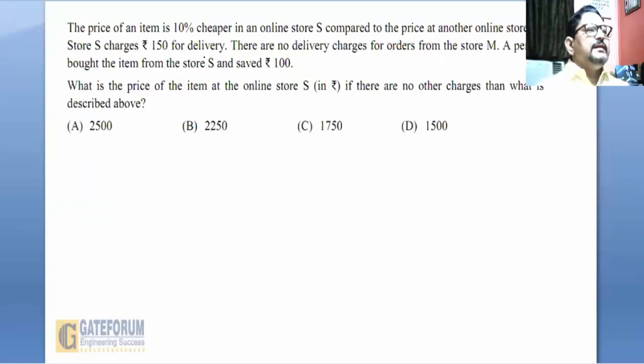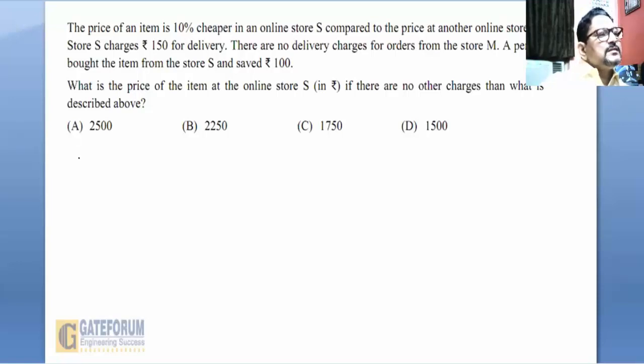The price of an item is 10% cheaper in an online store S compared to the price at another online store N. Store S charges rupees 150 for delivery. There are no delivery charges for orders from the store M. A person bought the items from the store S and saved rupees 100. What is the price of the item at the online store S, if there are no other charges? So what has been said here?